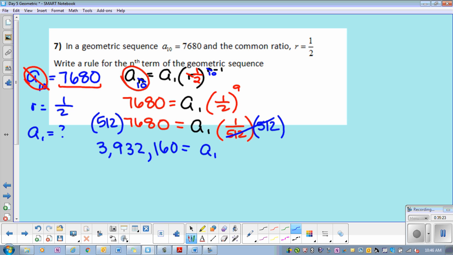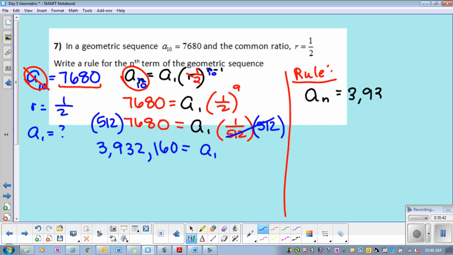Yeah, that's huge. So, with that, now I need to write the rule. And the rule part is easy, right? All I have to do is plug in the a sub 1 that I found and plug in the r. a sub n equals a sub 1, which is 3,932,160, times r to the n minus 1. Oh my goodness. Just barely squeeze it in there.